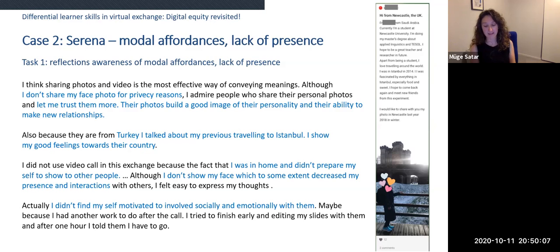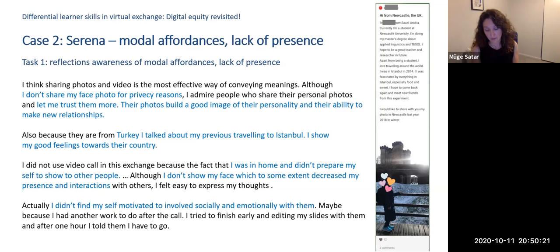Although she was aware that lack of images and video impacted on the level of her presence and social and emotional involvement, as she reported in her portfolio, it was her choice not to avail of these modes as she had privacy concerns. In her introductory post, like Sophia, she did mention her visit to Turkey and chose an image to establish her presence as a student in Newcastle.